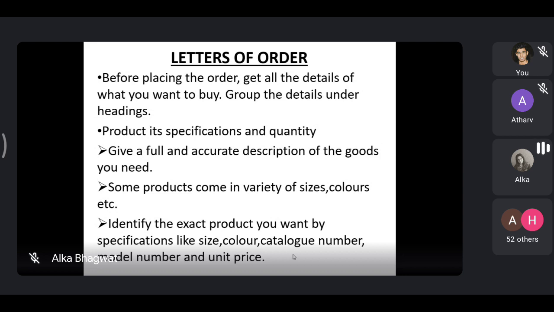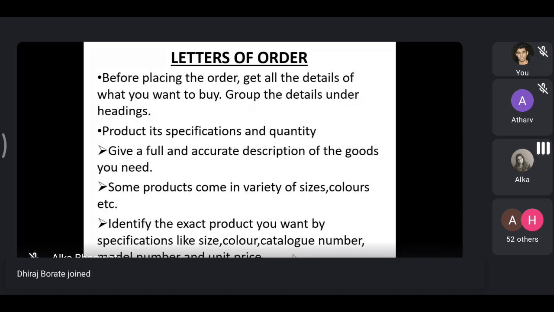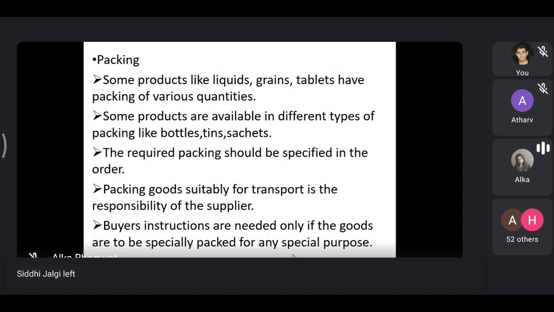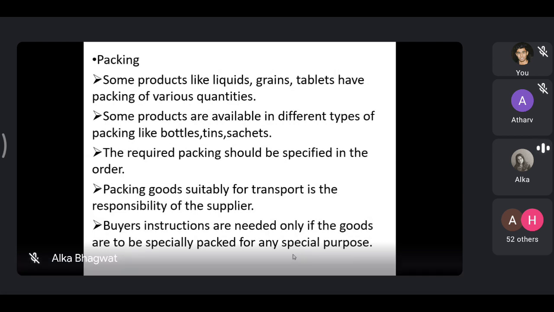Okay, has everybody understood? Basically you have to write exactly what product you want, the specification, the size, the quantity, unit price, etc. That is the reason why you always have to write it in a tabular form. Now, some products like liquids, grains, tablets have specific quantities. Some products are available in different types of packing like bottles, tins, sachets. The required packing should be specified in the order. Packing goods suitably for transport is the responsibility of the supplier. Buyer's instructions are needed only if the goods are to be specially packed for any special purpose.